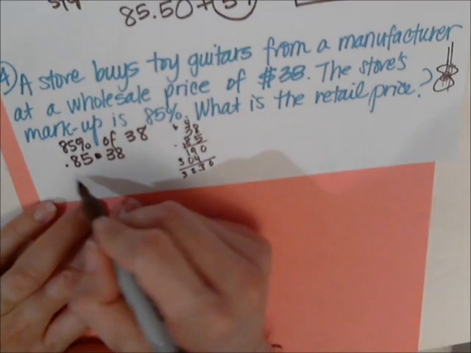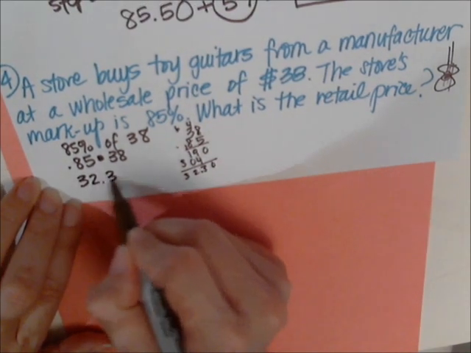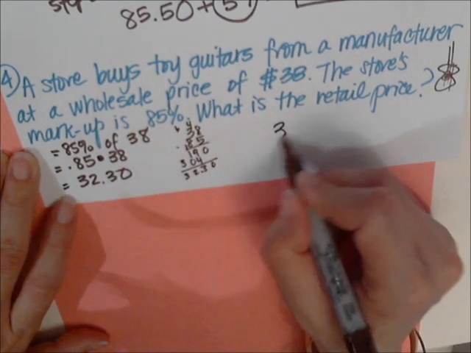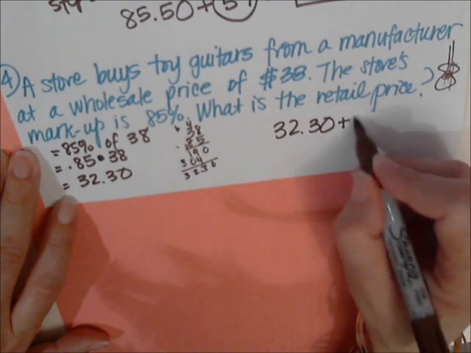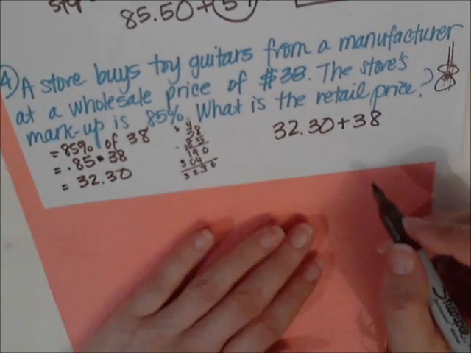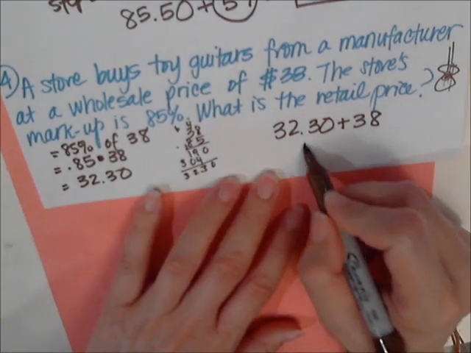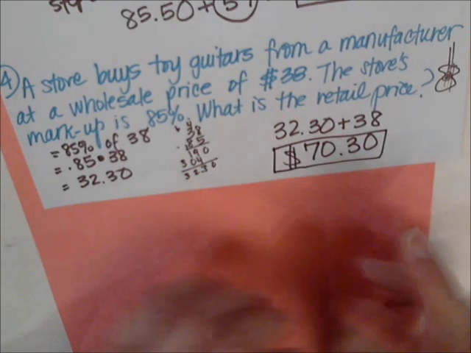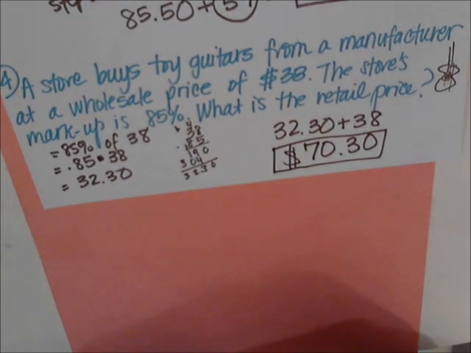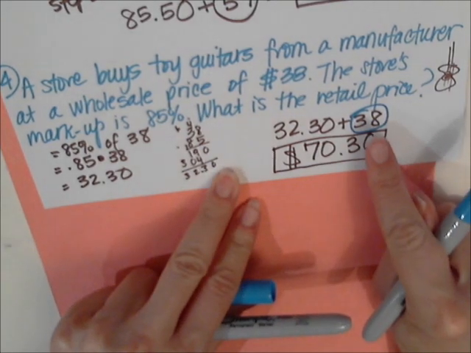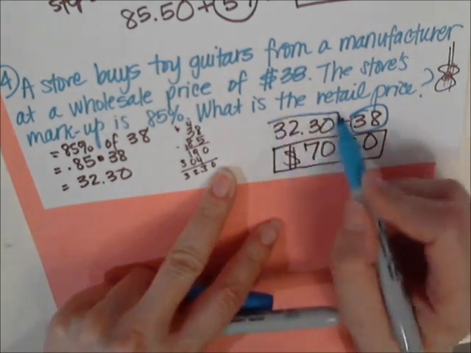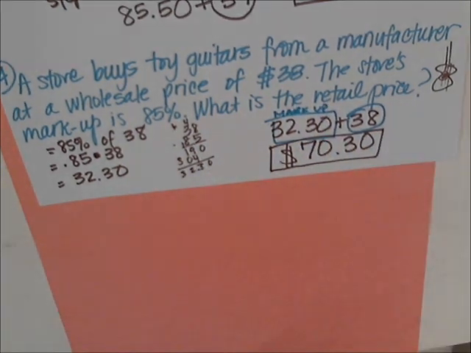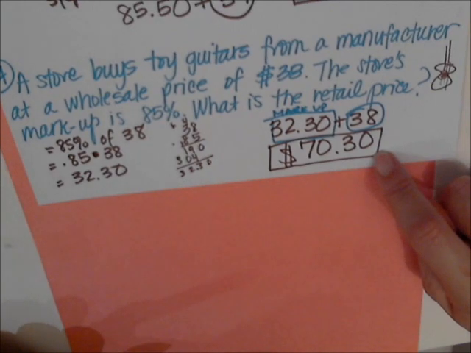$32.30. So that's the markup. And then I need to take $32.30 and add it to $38, and that is going to equal $70.30. So once again, the $38 is what the store bought the guitar for, and $32.30 is the markup. So the retail price is $70.30.